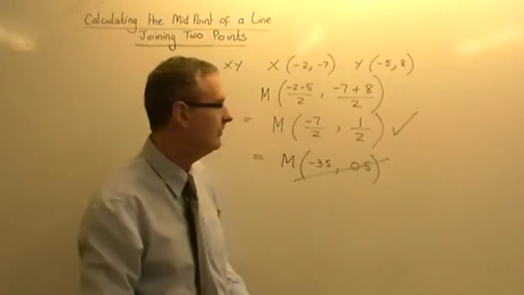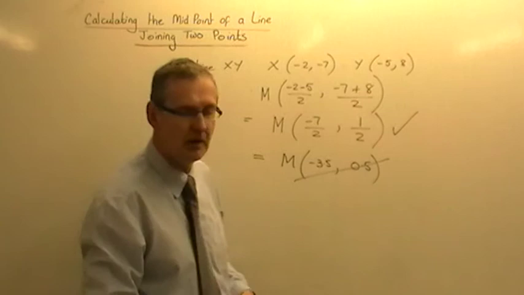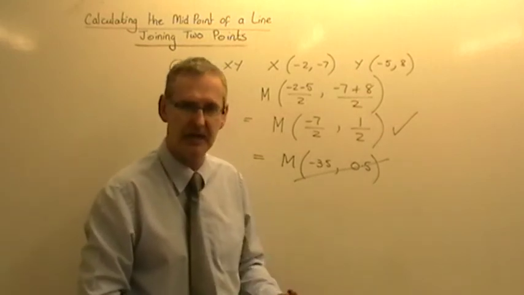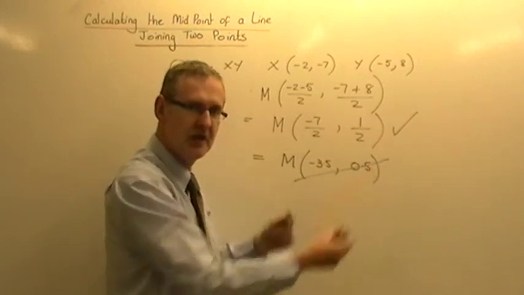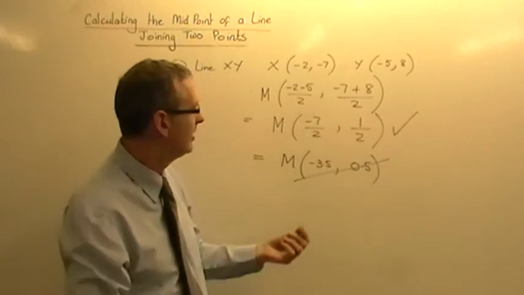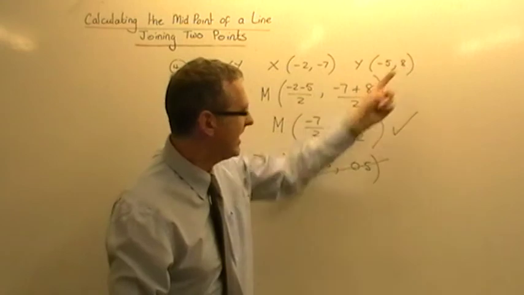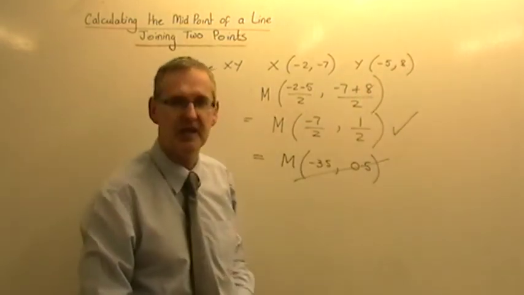Okay, there are two very straightforward examples of finding the midpoint of a line if we're given the two extreme coordinates in the first place. And in these two examples I've just done, I've shown you how you deal with negative coordinates. That's the end of this video.